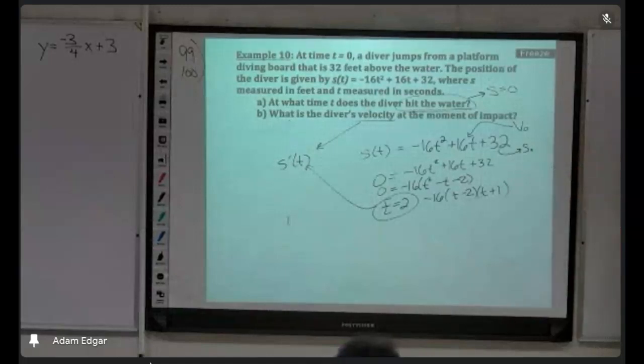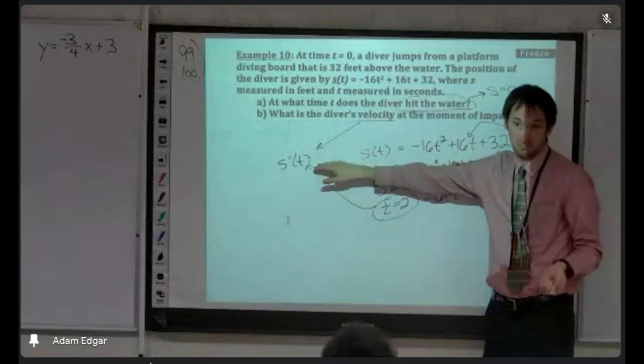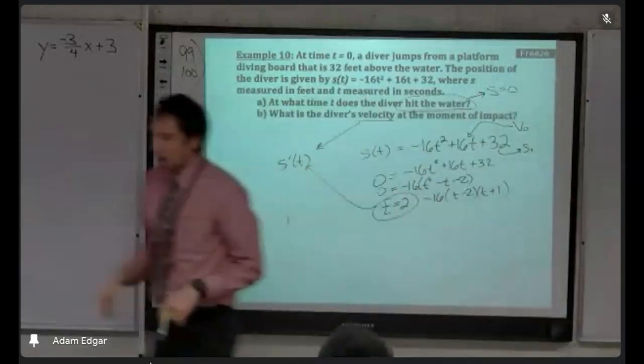So the speed would be 48 feet per second, and the velocity would be negative 48 feet per second because we're moving down, and down is the negative direction. So if you got negative 48, yay. Any questions with getting the derivative?